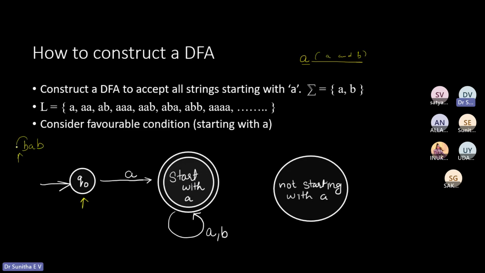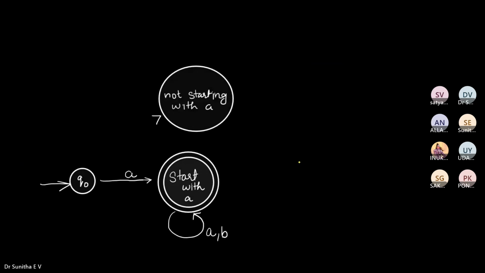And we find the first character B. What should be done? From Q0, we cannot move to the final state because the string is not starting with A, it is actually starting with B. So we have to draw a transition from Q0 to a "not starting with A" state. That means our string is not starting with the A. So we'll draw a transition like this.